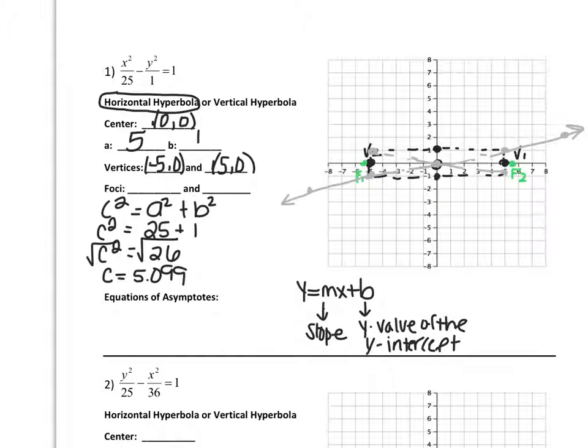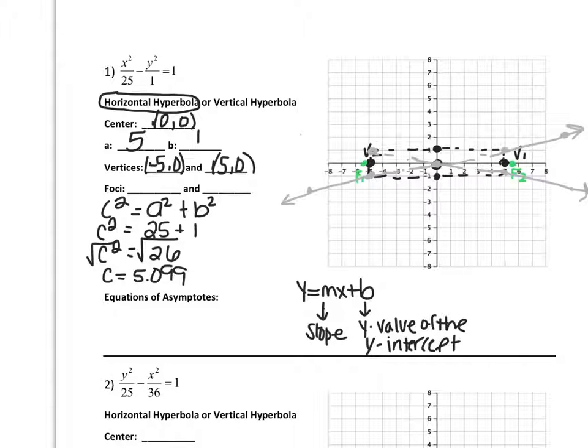And then we could do the same thing with this one. We'll go down and over, and we'll estimate. So this time we'll go down 1 over 5, and then we'll estimate somewhere here.